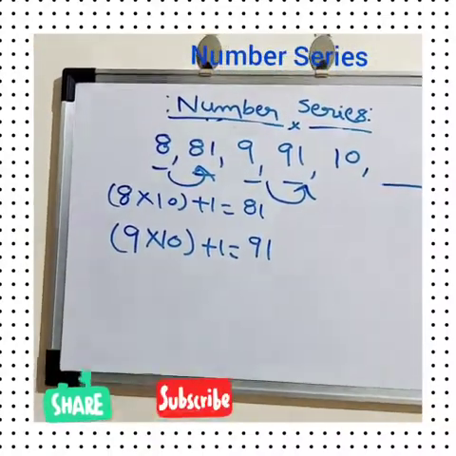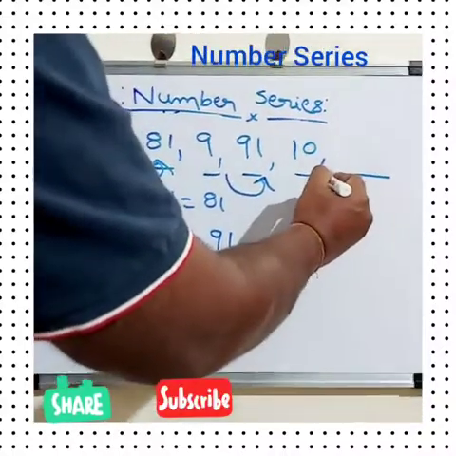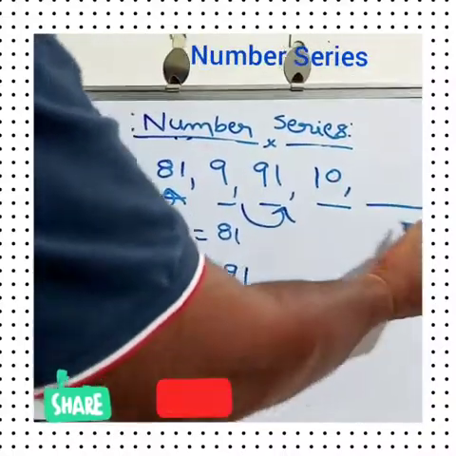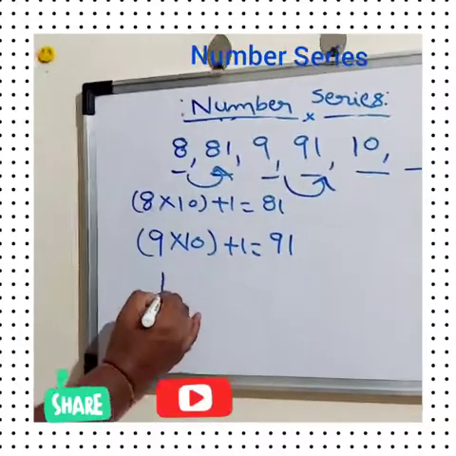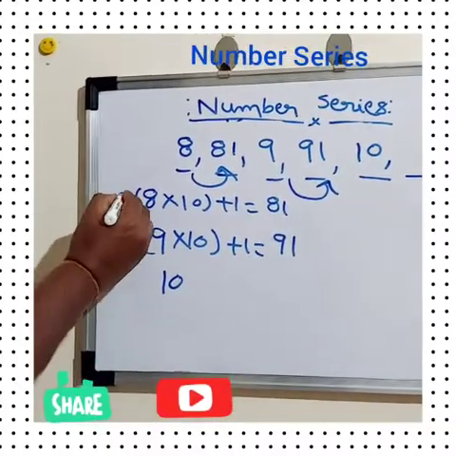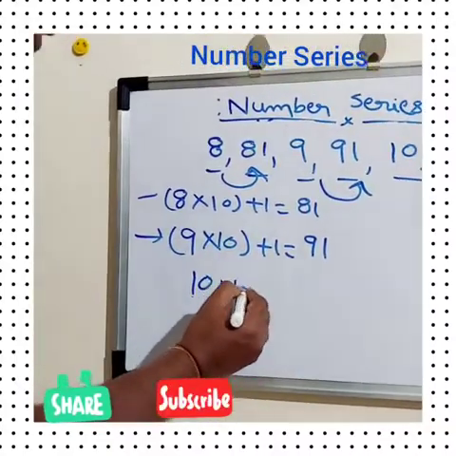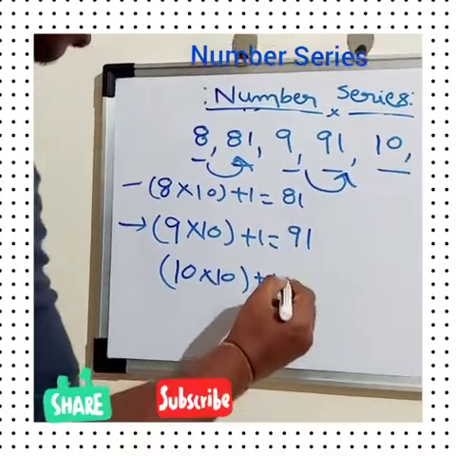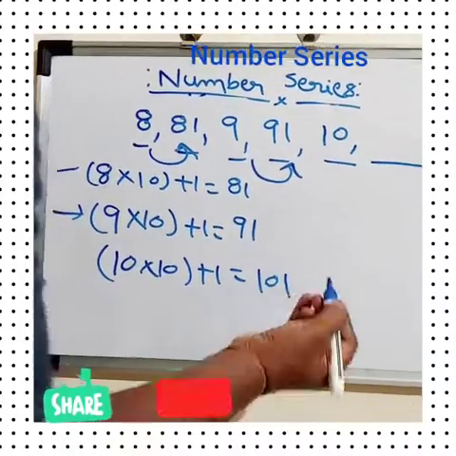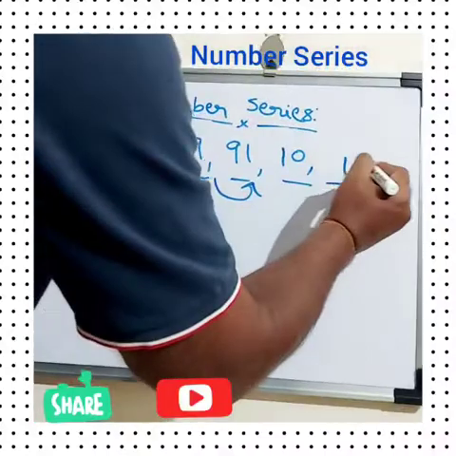It is 91. So the same logic applies to the third sequence, that is 10 and the other number. So here you need to follow the same logic. 10 into 10 plus 1 will give the value 101. So the answer is 101.